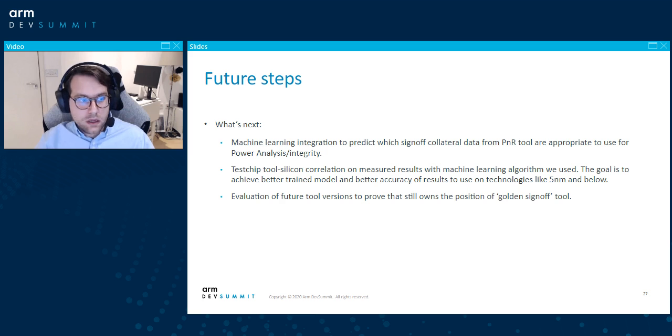Third is the continuous evaluation of future tool versions to prove that it still holds the position of a reliable sign-off tool. What we want here, as engineers, we know that tool versions might have some bugs. So we won't, of course, use a version immediately when it comes out. We have to test it again and validate that the version is good with all the potential new features or new runtime, memory, and CPU optimization resources that it might bring with it.